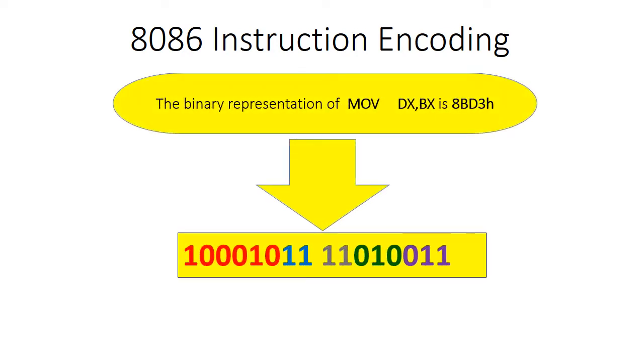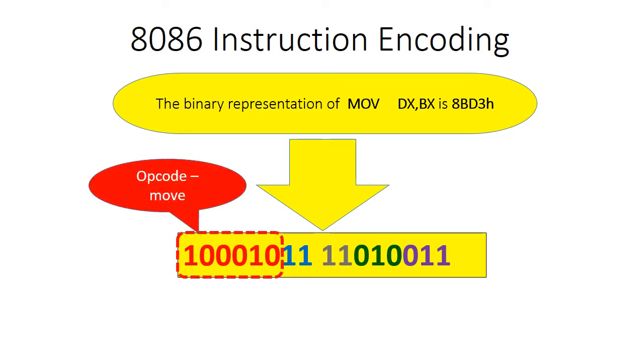We have an example here to illustrate instruction encoding. We are going to use the instruction move dx, bx. The instruction moves the contents of register bx into register dx. The binary representation of the instruction is as shown on the illustration. The opcode is the uppermost 6 bits of the binary pattern, here shown in red font.